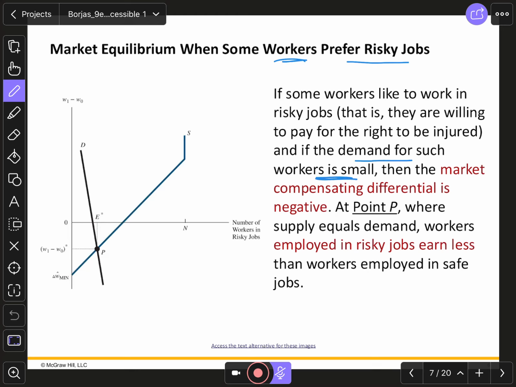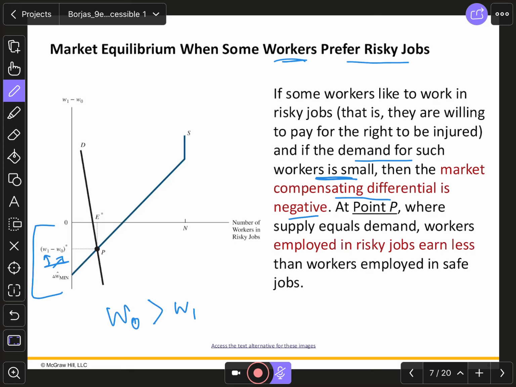So if there is a small demand for it, then those workers are actually kind of paying to be in the job. So the compensating wage differential is negative. In other words, the job that is safe is paying more to the worker than the job that is risky. So when we go under the zero, this part is negative. If I'm saying the wage differential is negative, this implies that the wage in the non-risky job exceeds the wage in the risky job, or the job that has probability of injury equal to 1.